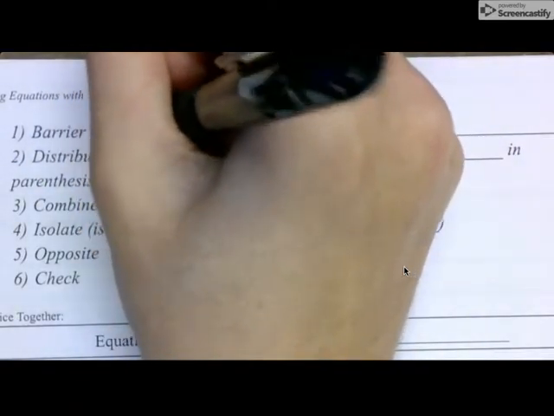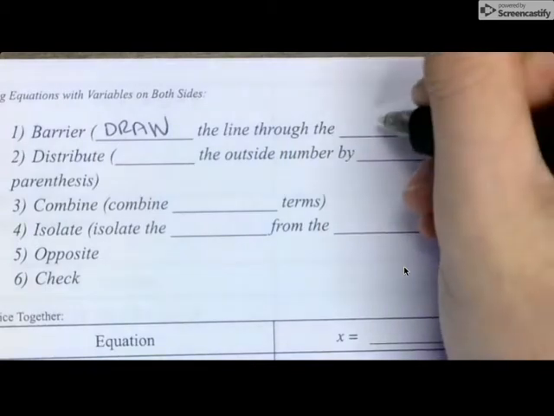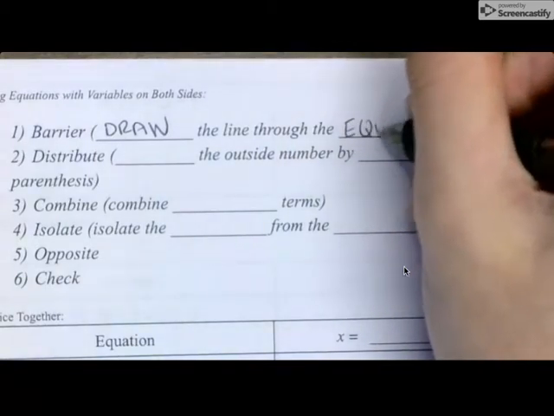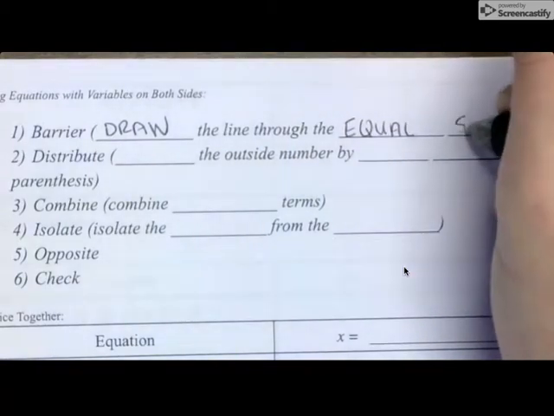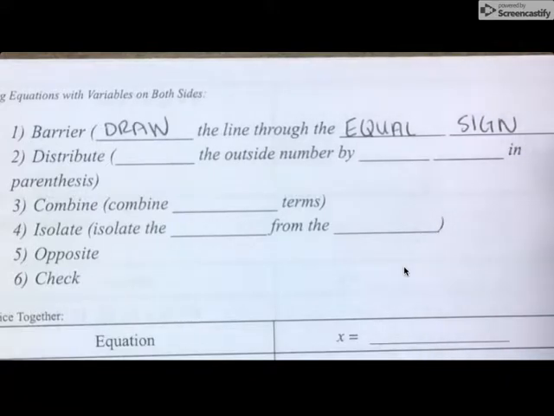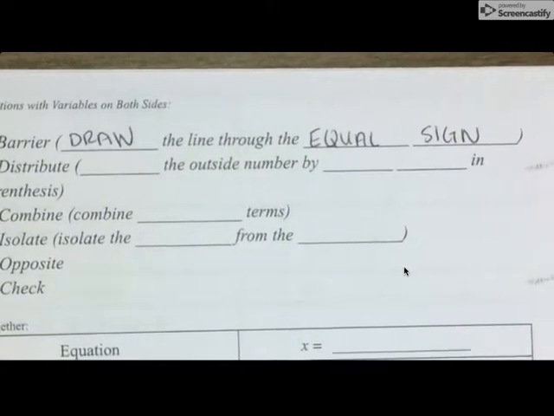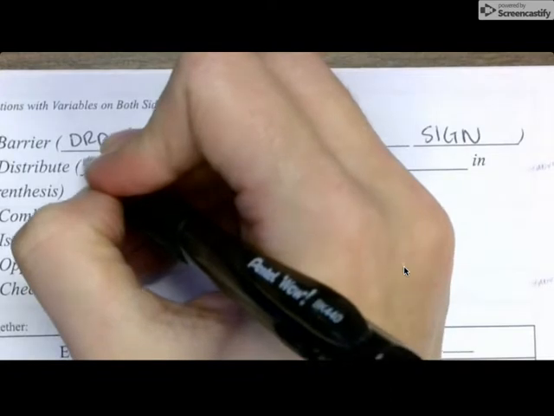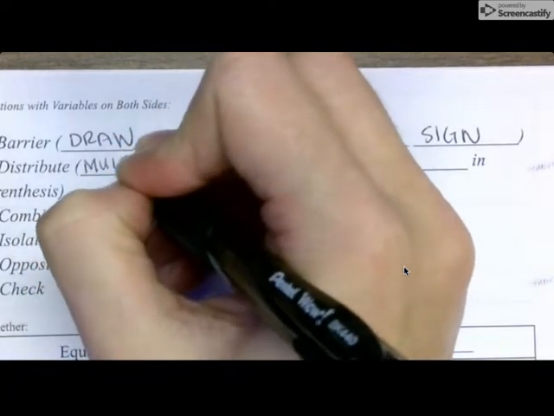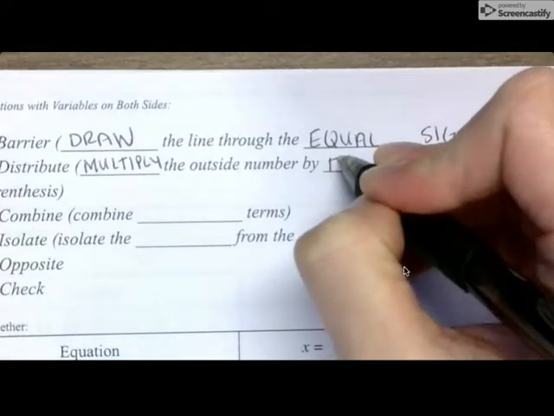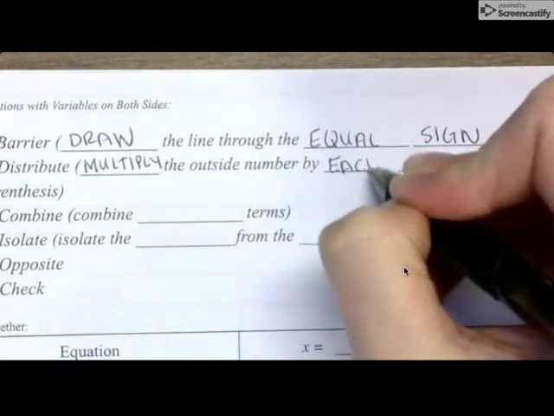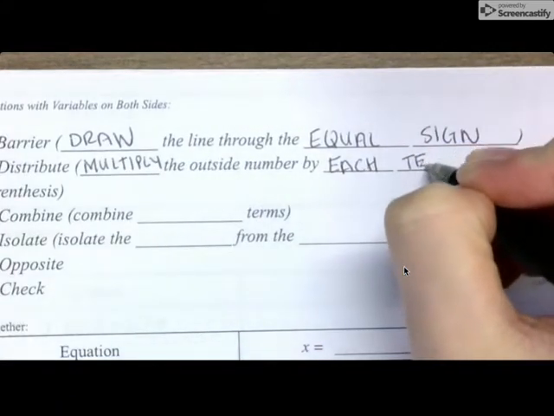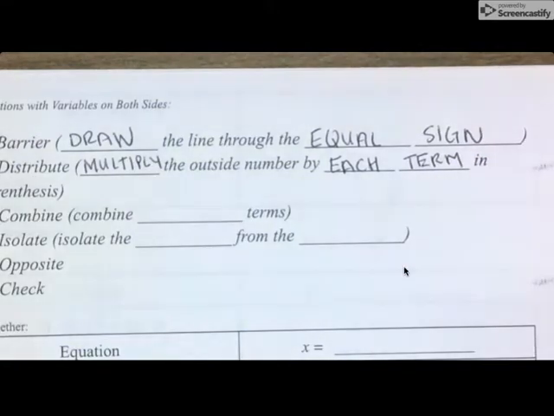Draw the line through the equal sign. Draw the line through the equal sign. I'll move that here in a second. Distribute, that means multiply the outside number by each term in the parentheses.